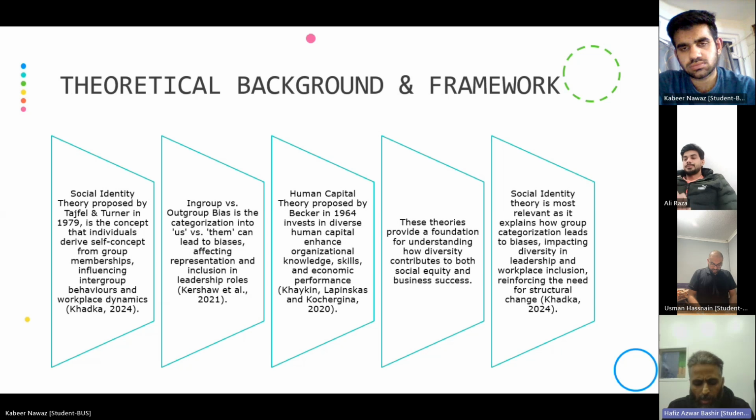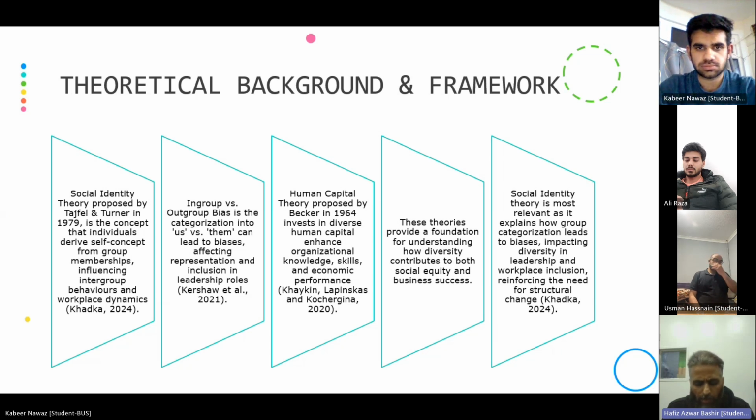Closely related is the concept of in-group versus out-group bias. These biases can negatively impact representation, especially in leadership roles, and contribute to systematic exclusion. Next, the human capital theory, proposed by Becker in 1964, emphasizes the value of investing in diverse human capital to enhance organizational performance. It supports the idea that diversity brings a range of knowledge, skills, and experience that strengthen innovation, decision-making, and productivity.